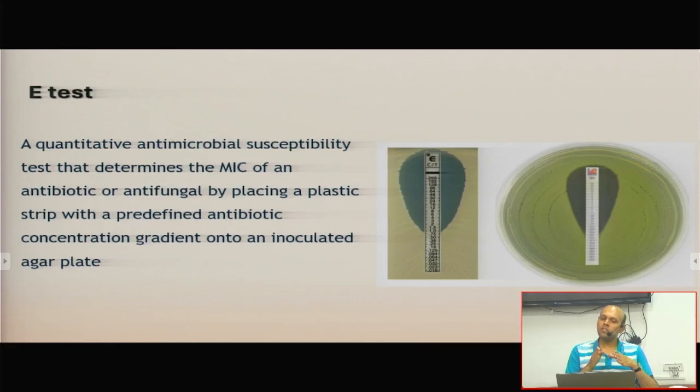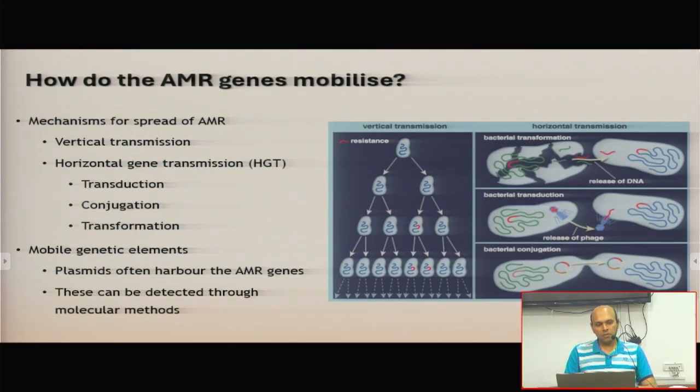If you do the E-test for one bacterium, and you also determine the minimum inhibitory concentration using the agar dilution method, you will see that it matches the same concentration. There is no difference in that. It may be one or two levels up or down, but ideally it will match. So how do AMR genes mobilize?